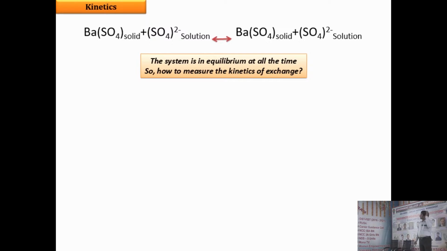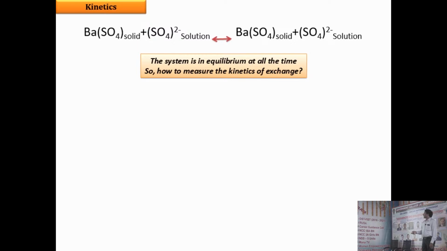Again, take barium sulfate: if you have a sulfate solution and you add barium, the barium sulfate gets precipitated but is sparingly soluble. But now this sulfate is continuously exchanging with the barium sulfate. This is always in equilibrium. Now the system is in equilibrium at all times.